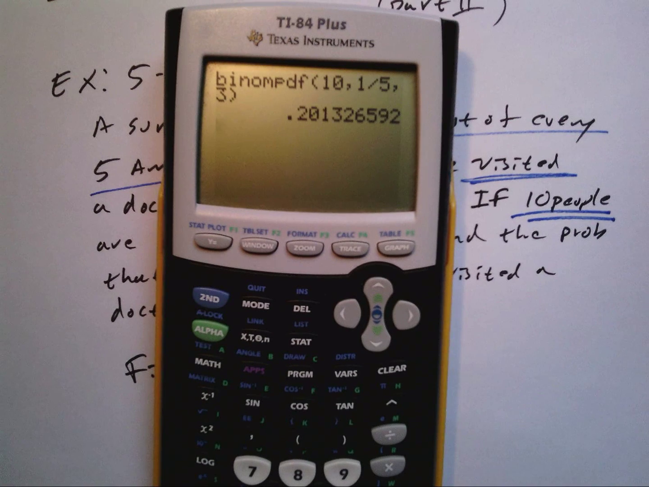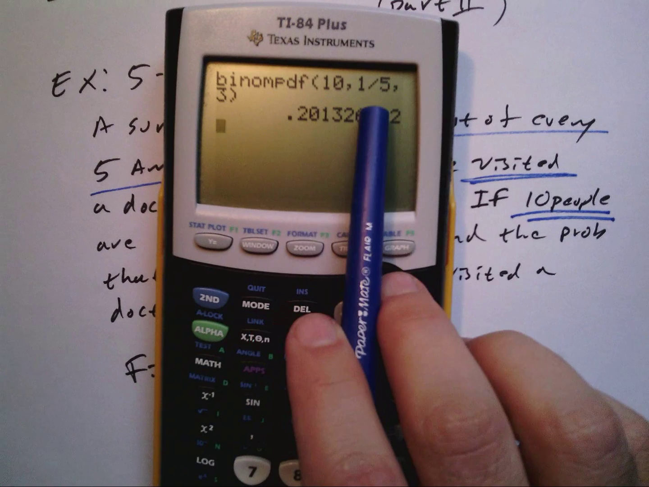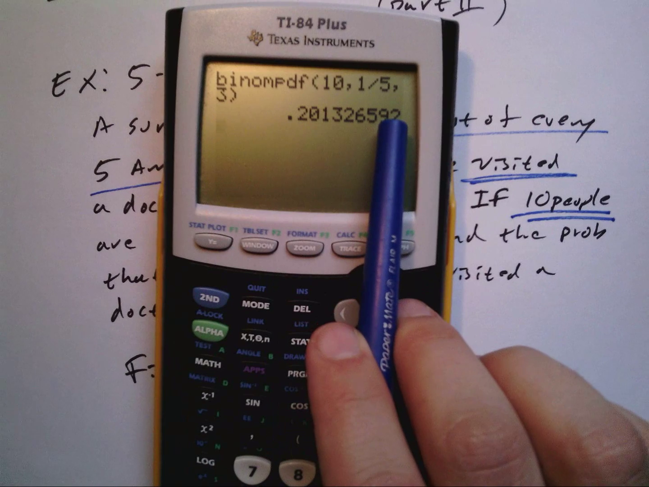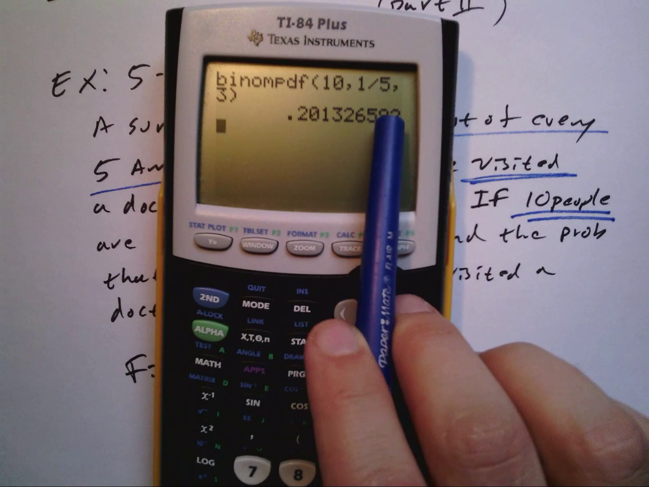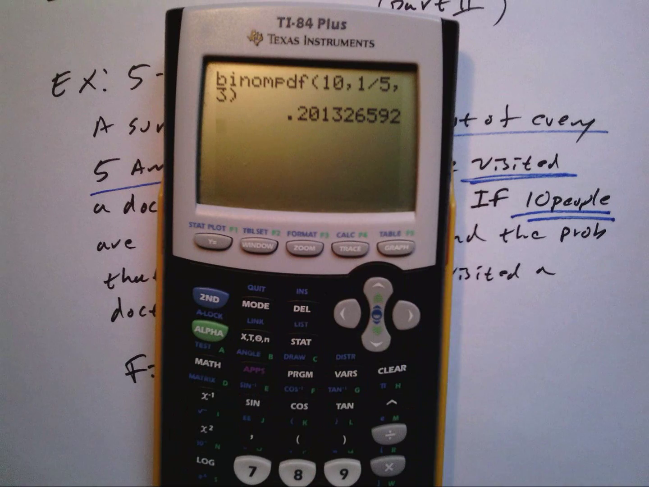That is what we would have gotten if we did the full-on formula that they gave us earlier. But the likelihood that asking 10 people if they go to the doctor in a given month, where 1/5, 20%, go to the doctor in a given month, and we want exactly 3, this is the formula. That's the answer.